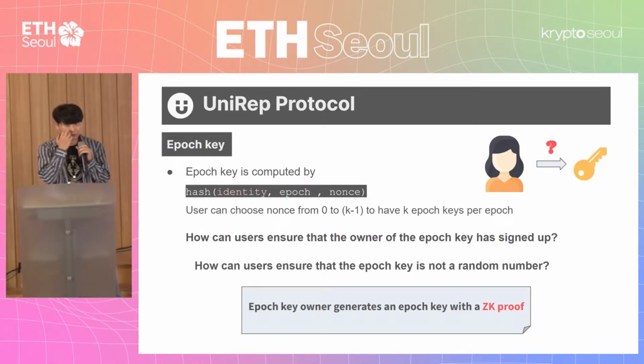And how can we make sure the user doesn't use a random number as the epoch key? So we use a zero knowledge proof to let the user convince others that the epoch key is computed correctly.